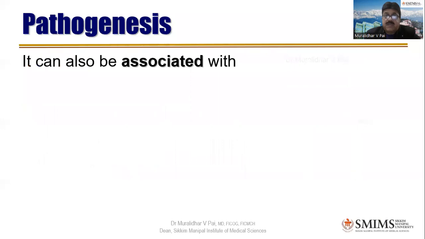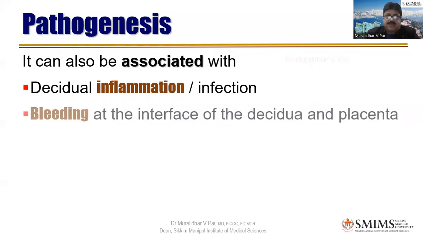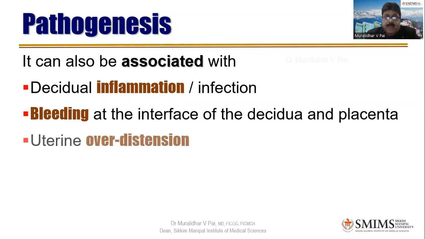It can also be associated with decidual inflammation or infection. Yesterday in my talk on the pathogenesis of fibroid, I was talking about every single disease is explained through the theory of inflammation. So here is one more problem that is explained by inflammation. Bleeding at the interface of the decidua and placenta. That can lead to cervical insufficiency, maybe through an inflammatory process.